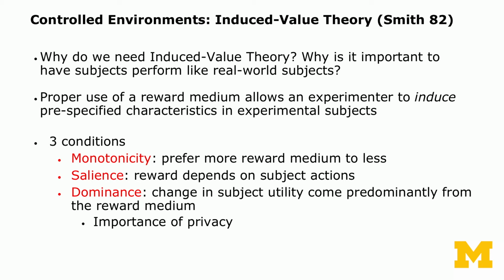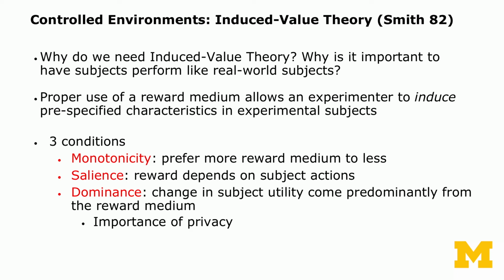The second condition is salience. That is, the reward depends on the subject's actions. So if you're in a trading environment and you lose money, your total reward should go down as a result of you losing money. Whereas if you make good decisions, your reward should also go up. In other words, lump sum payment, as we talked about before, would not satisfy the salience condition. The third condition is dominance, which is the change in subject's utility come predominantly from the reward medium.